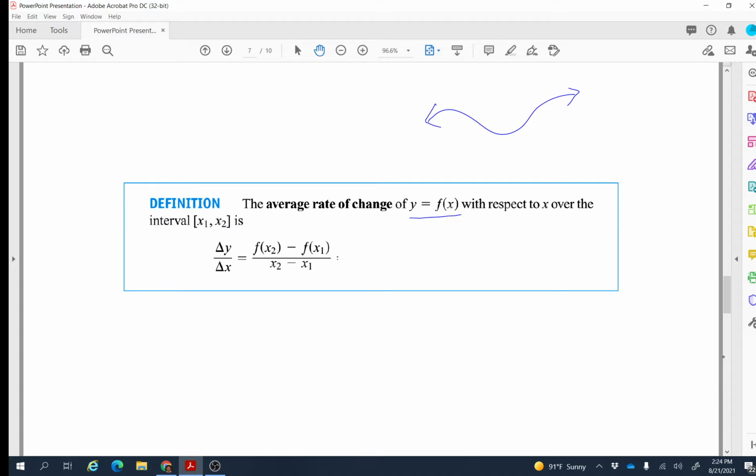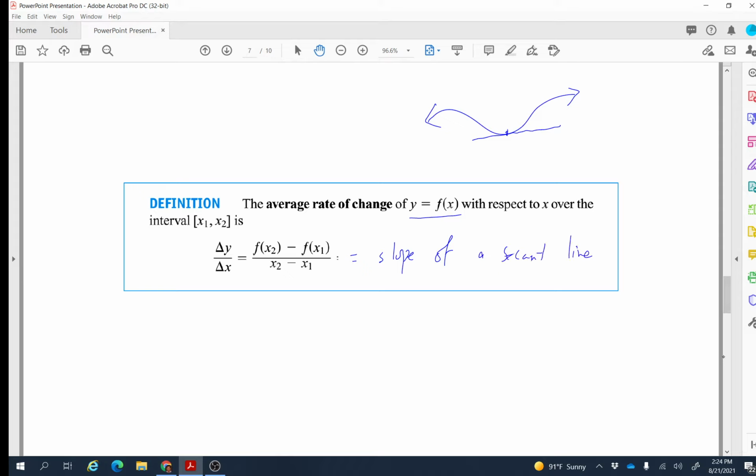But if you are interested in finding the rate of change of a function at one specific point, that is actually the slope of the tangent line. This is your slope of a secant line.